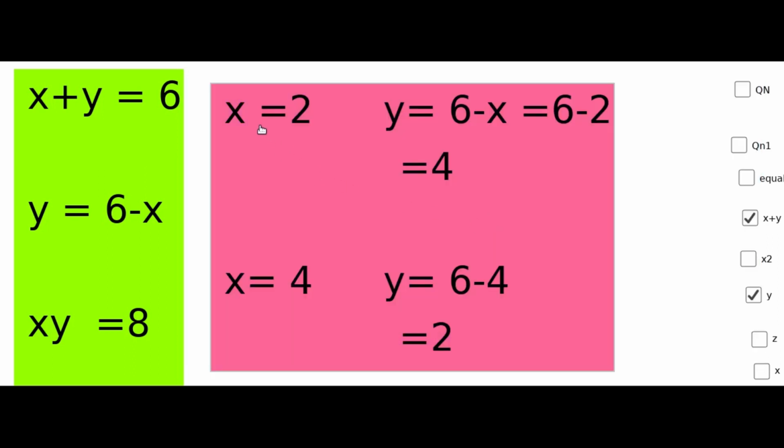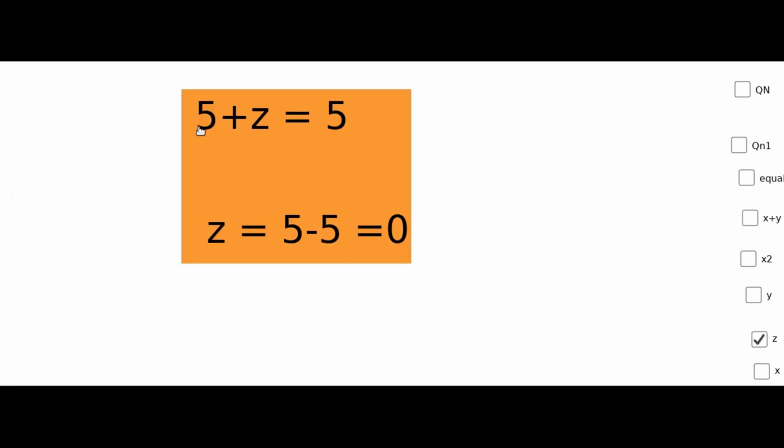Using these values of x in the equation y equal to 6 minus x, we get when x equal to 2, y equal to 6 minus x equal to 6 minus 2 equal to 4. When x equal to 4, y equal to 6 minus 4 equal to 2. Thus we obtain when x equal to 2, y equal to 4. If x equal to 4, y equal to 2. Next equation 5 plus z equal to 5. From this z equal to 5 minus 5 equal to 0.